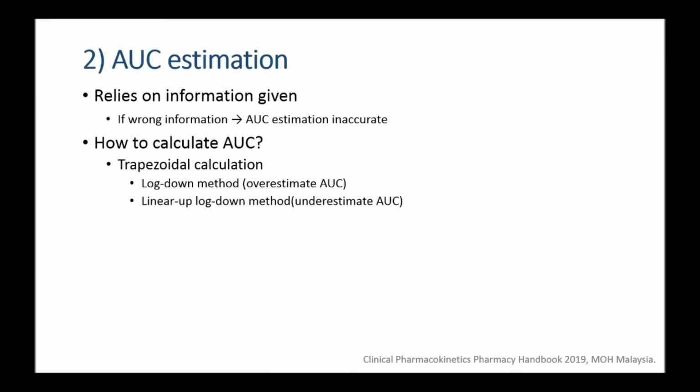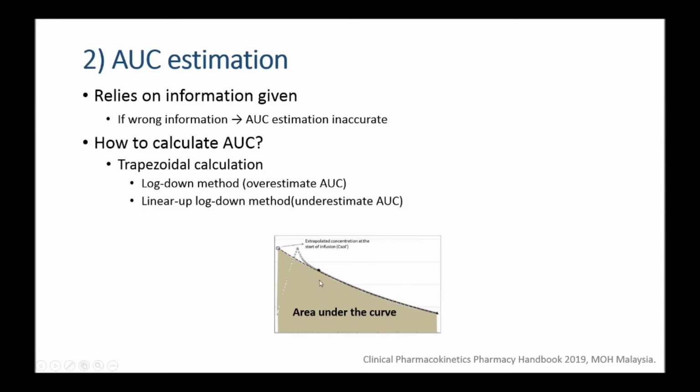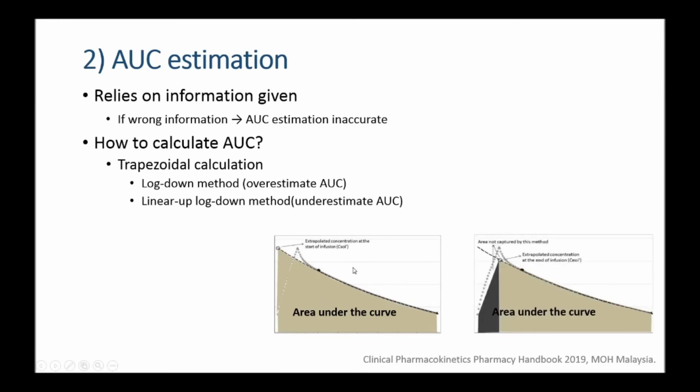The most relevant method to calculate AUC is by using trapezoidal calculation. So we can use the log-down method. Okay, this method tends to overestimate the AUC value since we have to extrapolate the curve. And the linear-up log-down method. This method tends to underestimate because there are some areas that are not covered.